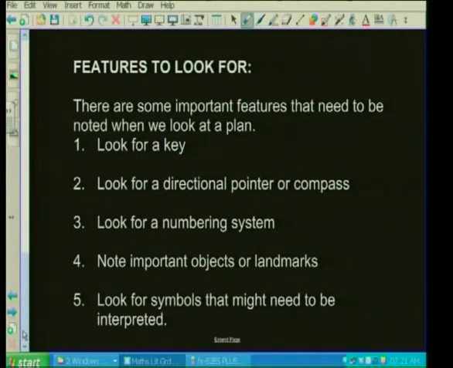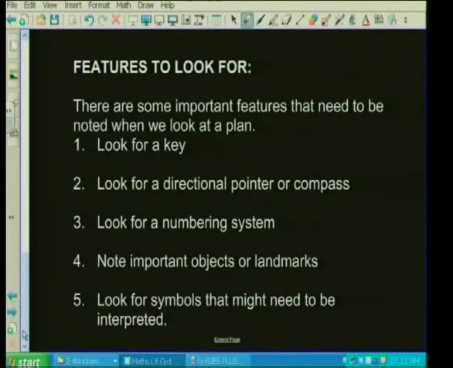Next, look out for any directional pointers, a compass, for example, something that points out north, south, east, or west. In our previous session, we actually dealt with looking at maps and compass readings, so we won't do all of that again today. But compass readings or compass signs are usually a common feature of maps or plans.